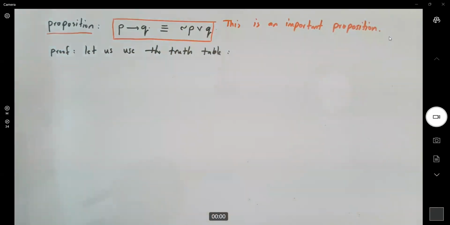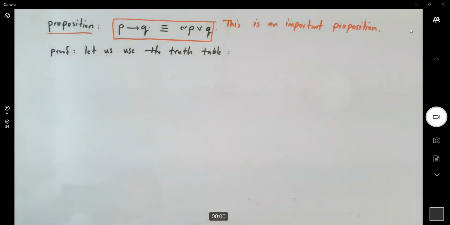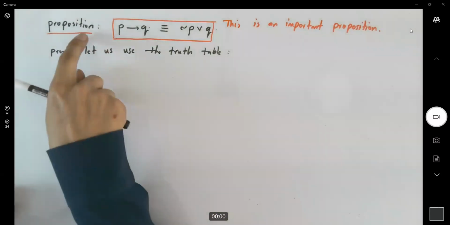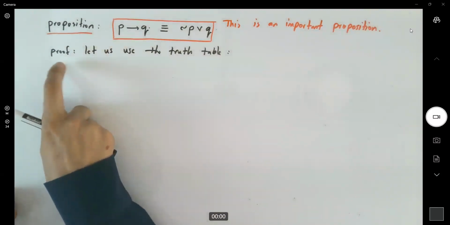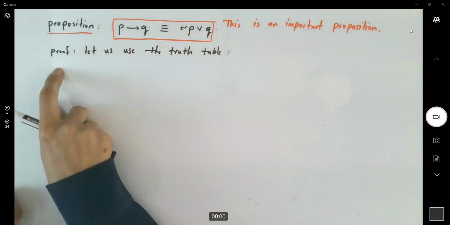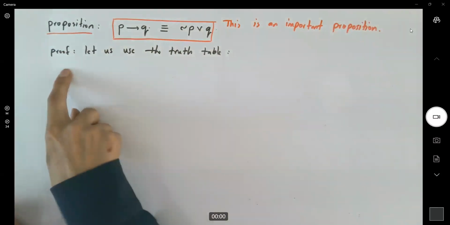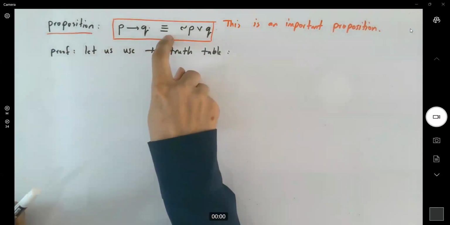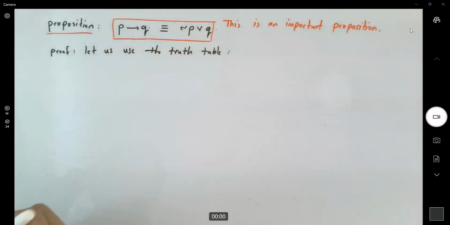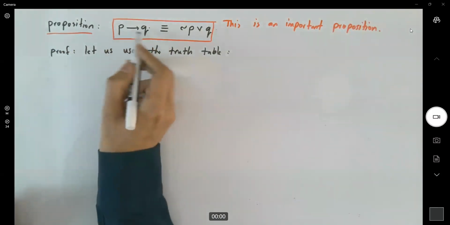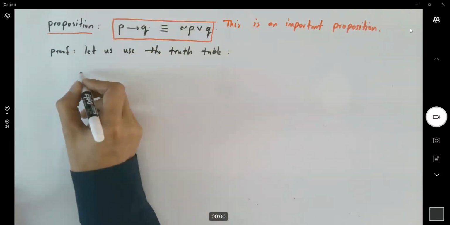Okay, remember that in math, especially in mathematical logic, in discrete math, when you have a proposition, when you have a claim, you need to have a backup for it. What's the proof? How do I support this statement? Okay, since I'm showing that these two statements are equivalent to each other, let us use the truth table. Okay, let's see what do we have. You have two statements. It means that you have 4 combinations.